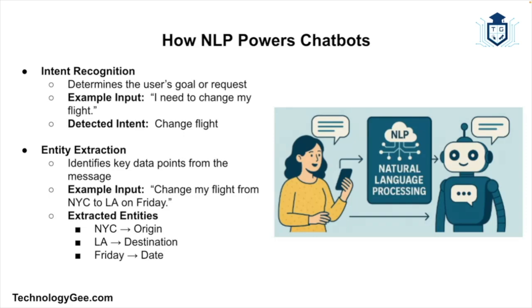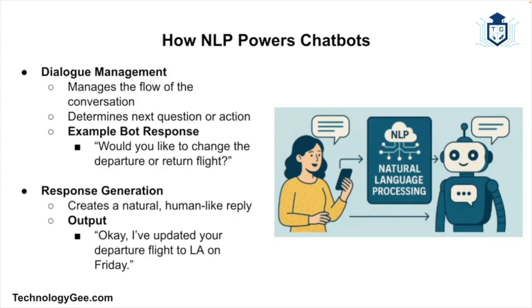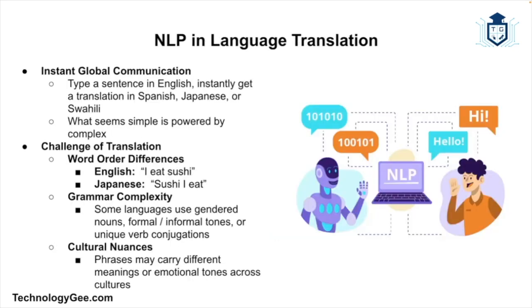And then the entities that it identifies are New York City as the origin, LA as the destination, and Friday as the date. The next step is called dialogue management, and this is where it decides how to respond, where it might ask you something like, would you like to change the departure or return flight? And then there's response generation, where it replies in natural language, where it might say something like, okay, I've updated your departure flight to Los Angeles on Friday. And all of this happens in a few seconds, thanks to natural language processing magic that's taking place behind the scenes.